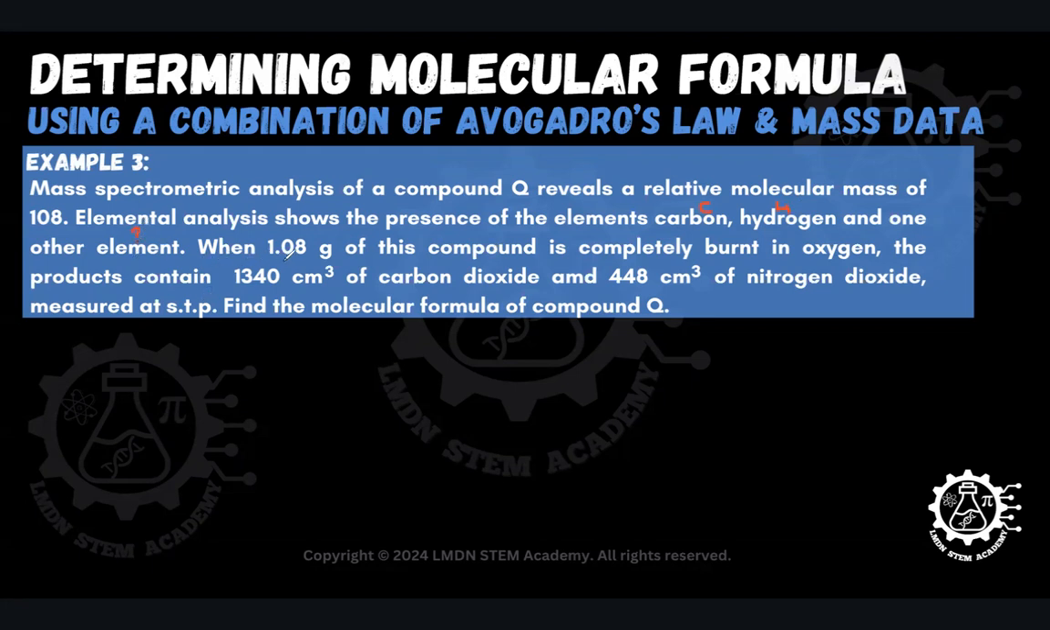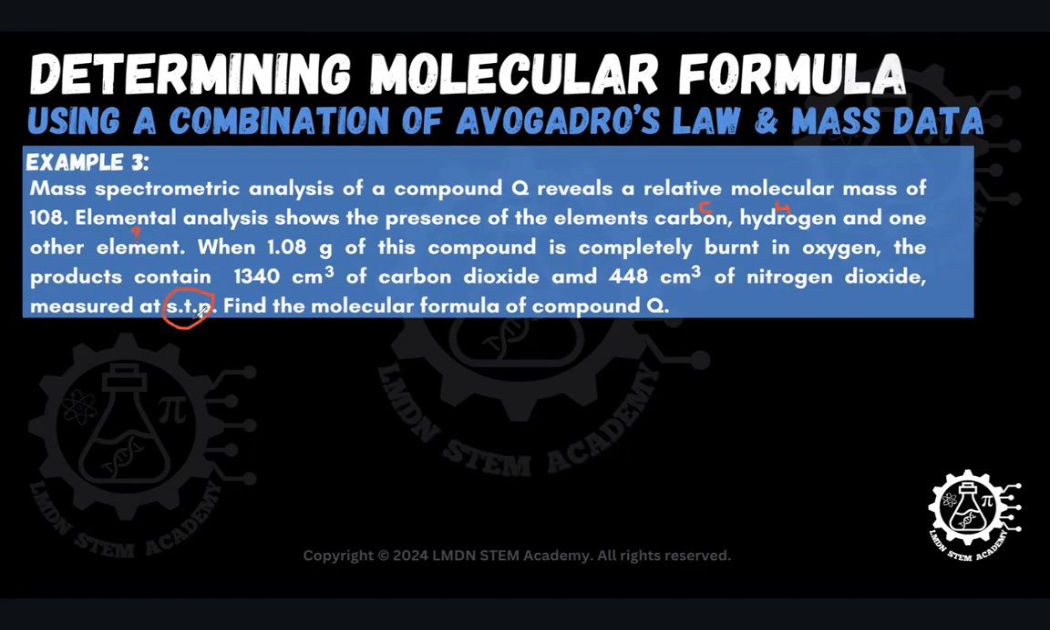Now they're telling us that when 1.08 grams of compound Q is completely burnt in oxygen, so it's a combustion of some sort, the products contain 1340 cm³ of carbon dioxide and 448 cm³ of nitrogen dioxide measured at STP, right? So they're telling us the products that are forming in this unique case, and that it's measured at STP.